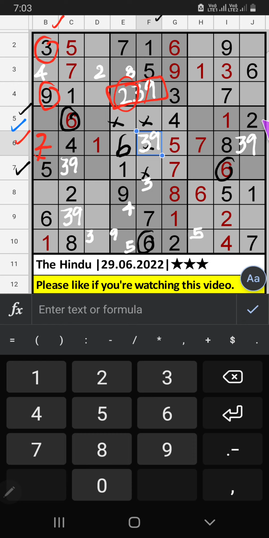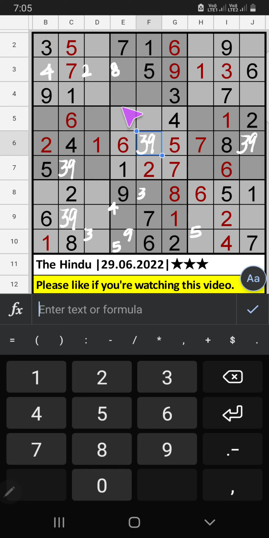5th row, we have 2. So 2 can't come in these cells. Then 2 is confirmed here. 5th grid, 8 will come in any one of the cells. We will confirm later. 5th row, we have 8. So 8 can't come in these cells. Then 8 is confirmed here.